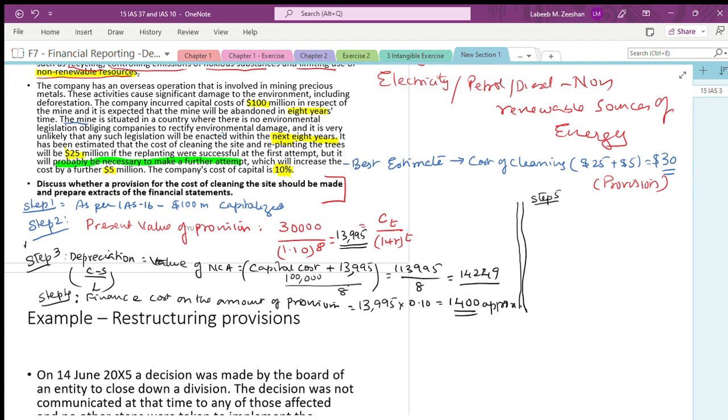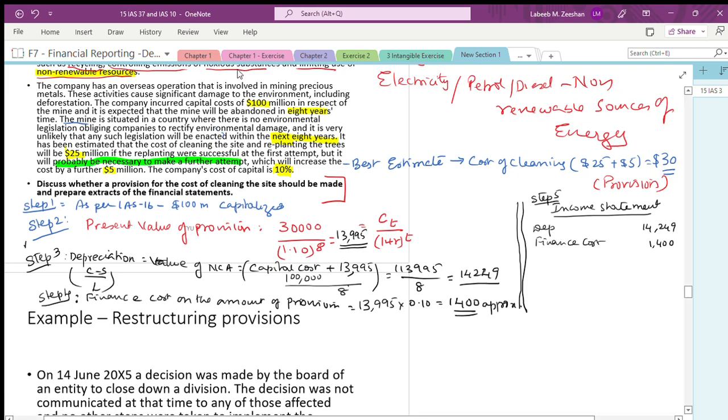Step 5. Income statement. Now, in the income statement, what are the things we will show? We will show depreciation. It is an extract, okay? How much have we calculated for depreciation? 14,249. You have the finance cost. How much is the finance cost? 1,400. That's all.